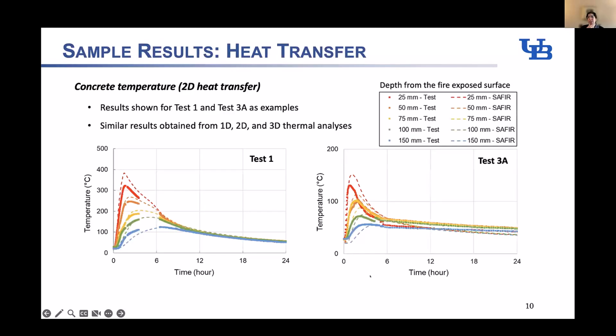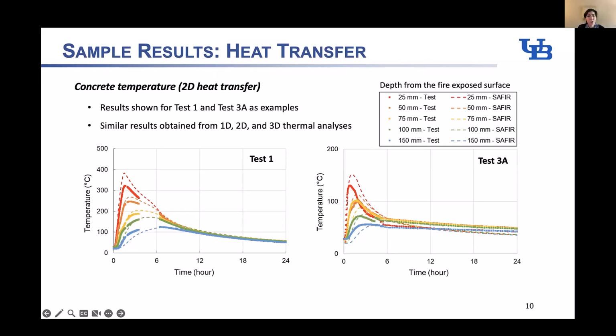These are some results in terms of temperature. Upfront, I'll mention that similar results were obtained from 1D, 2D, and 3D thermal analysis, considering the 3 different methodologies. It makes sense mainly because of the way that the heat was uniform and the slab was symmetric, so we would get similar results.